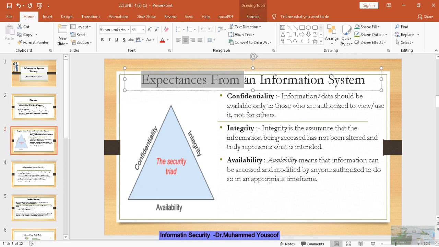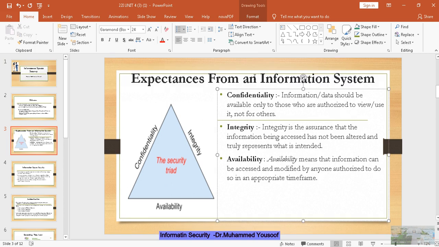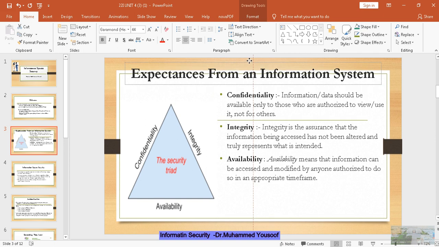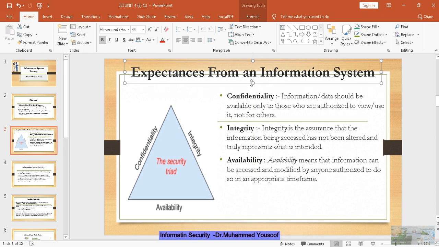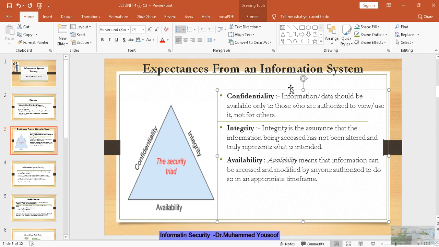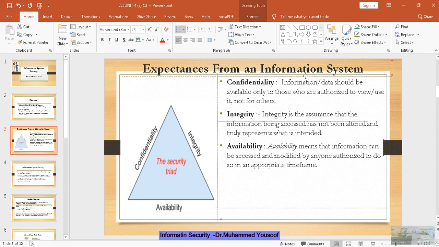Our chapter today is first on the expectations of the information system. What is actually expected from the information system in terms of its security? There are three things which the end user always needs and expects to be there in the information system. Number one is what? The confidentiality. What is confidentiality? Confidentiality means something which is kept secret and secure.